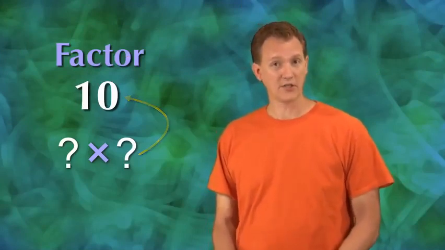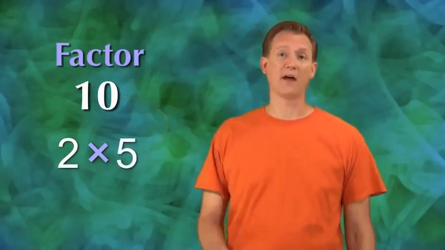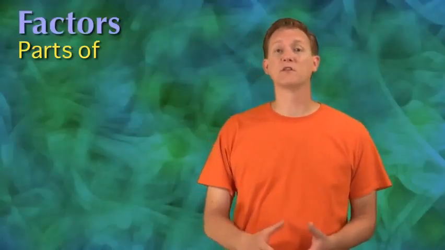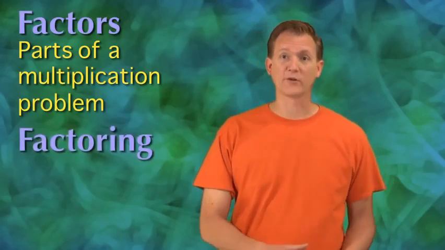If you know your multiplication table, you'll remember that 2 times 5 equals 10. That means that 2 and 5 are factors of 10. So factors are just the parts of a multiplication problem. And factoring is figuring out what those parts are.